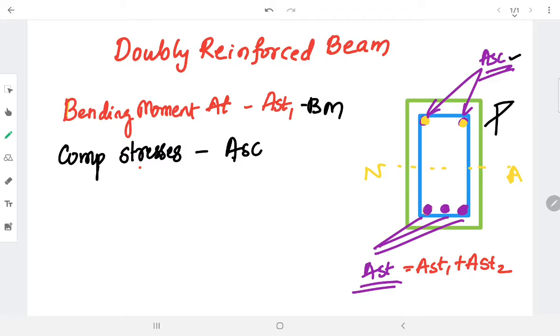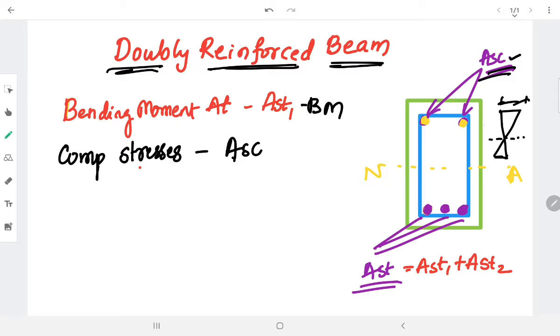I think you might have seen the strain diagram of a beam. This is the strain diagram. Actually, this is the position of the neutral axis. Here we will get the higher strain. To resist this higher strain, we are going to provide the value of Asc here. Again, as I have said many times, you are not supposed to make the beam under reinforced or over reinforced. We always try to make the beam a balanced one.